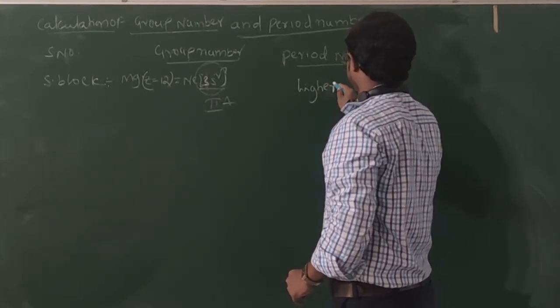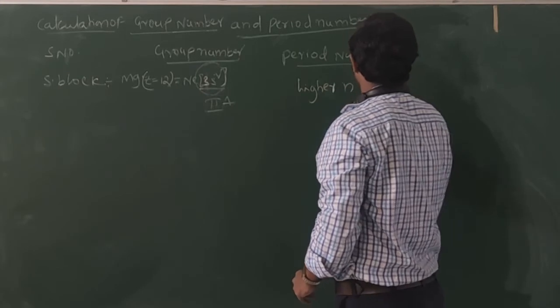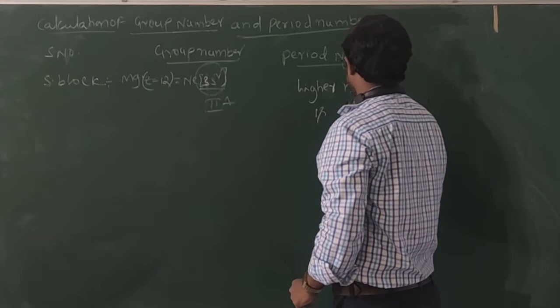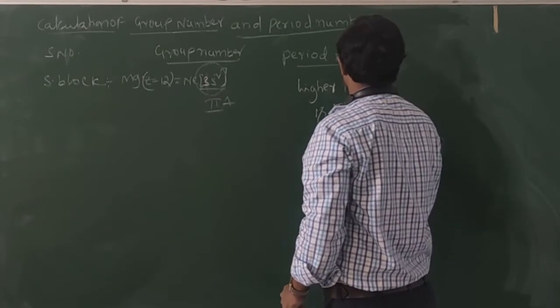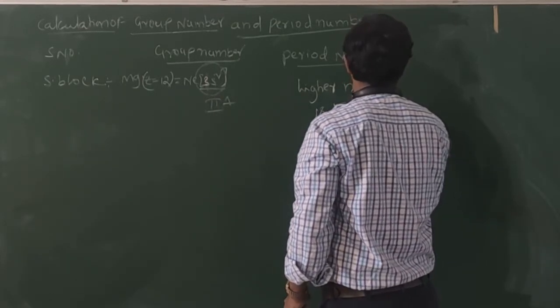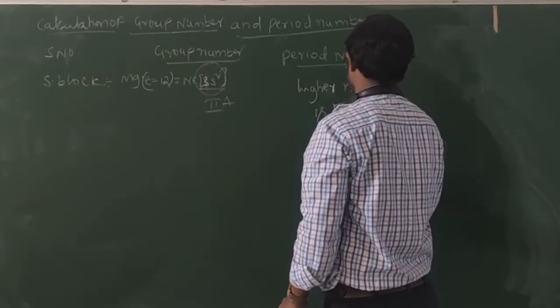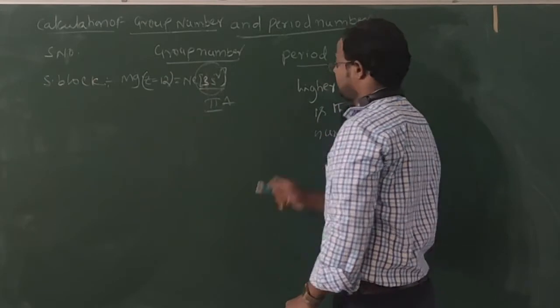Higher n value is the period number. Period number. Highest n value is nothing but the period number.